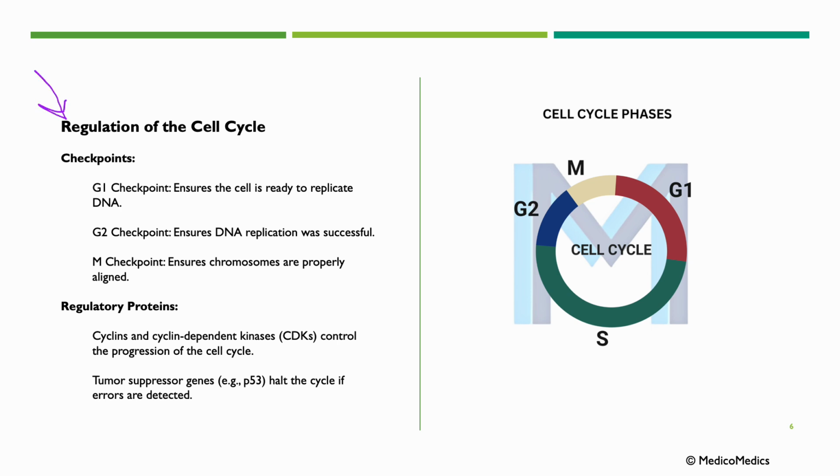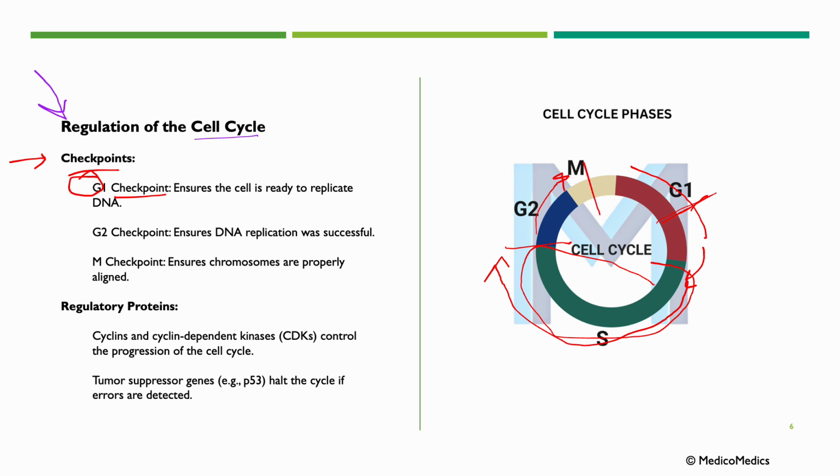And then we arrive indeed to the regulation of the cell cycle. So just like I mentioned a second ago, we have checkpoints in the cell cycle. So at G1, we have the G1 checkpoint, which ensures the cell is ready to replicate DNA. So we have here a checkpoint. After that, when it's approved, it goes into synthesis, right? After synthesis, it arrives at the G2 checkpoint. And this is to ensure that the DNA that has been replicated was successful. And once that has happened, we then move into the mitotic phase, and we have the M checkpoint. And this ensures that chromosomes are properly aligned.